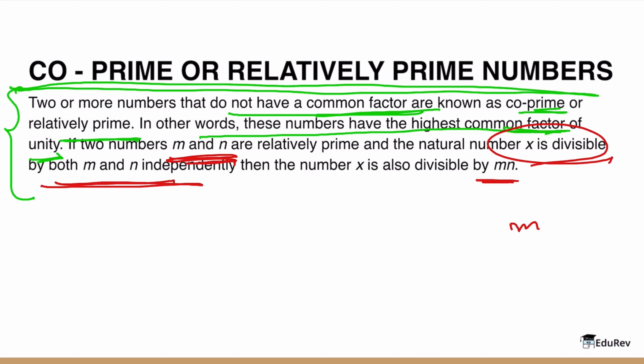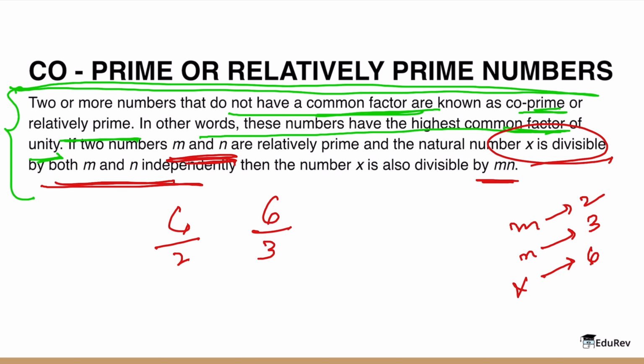Let me take m as 2, n as 3 and natural number x as 6. Now 6 is divisible by 2, correct. 6 is divisible by 3, correct. 6 is divisible by the product of 2 and 3, that is nothing but 6, so 6 is divisible by 6, correct. So this holds true. So let's go to the question.